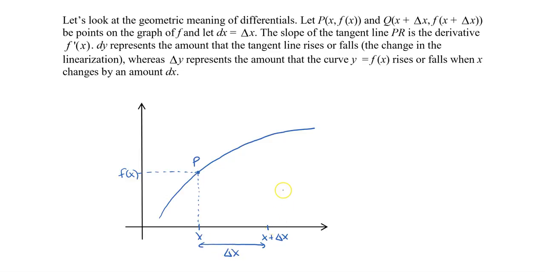If this is x plus delta x, then when I go up to my function, this will be f of x plus delta x. And so this point here is going to be my Q value. All right, so we have this point P, and we have this point Q, which is moved over a little bit, and they're points on the graph of f of x. So let's call this y equals f of x. Now in this case, we're going to say that dx is equal to delta x.